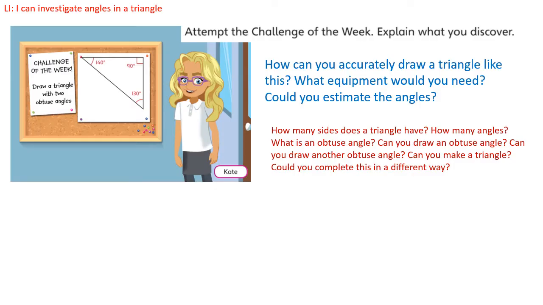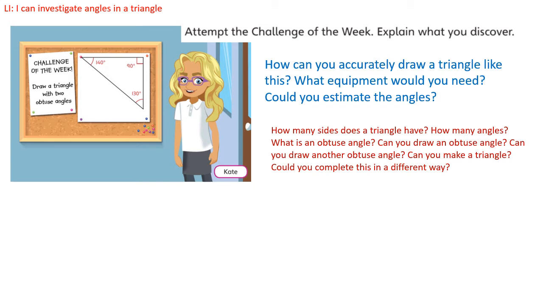So let's move on to our first question. This is asking you to attempt the challenge that is on the board. The challenge of the week: draw a triangle with two obtuse angles. Well, first of all, how do we draw a triangle accurately? If we were going to do it really properly, we would use a protractor. However, we can make good estimates of our angles without needing a protractor. What you will need is a ruler or a straight edge to draw up against. You're going to need to estimate your angles unless you do have a protractor at home.